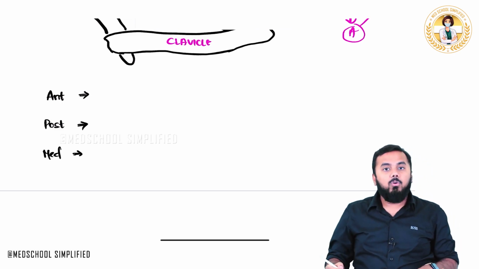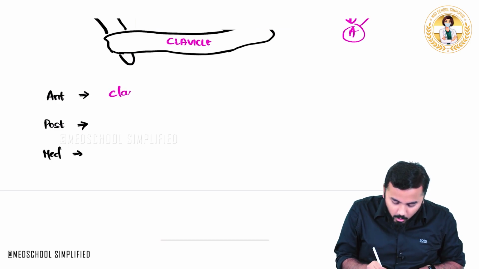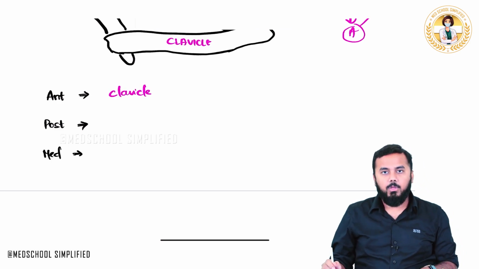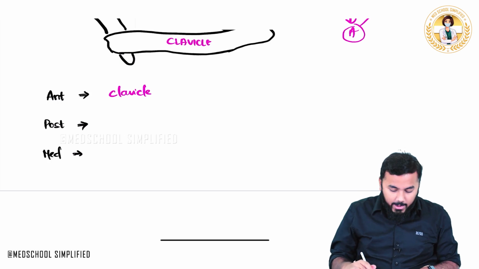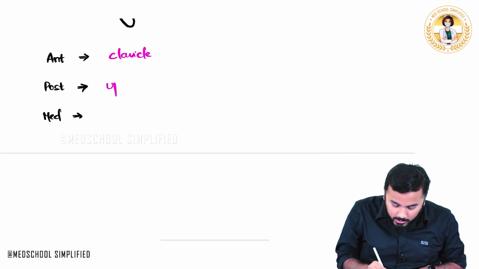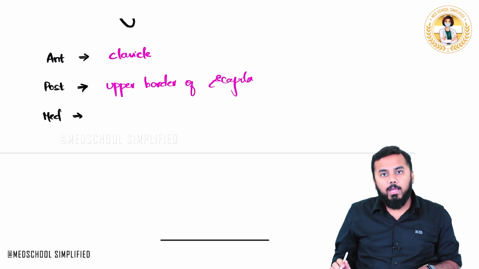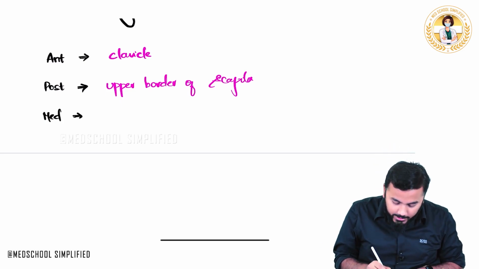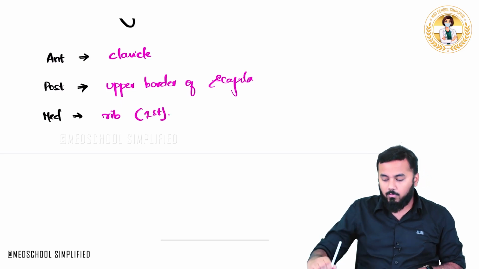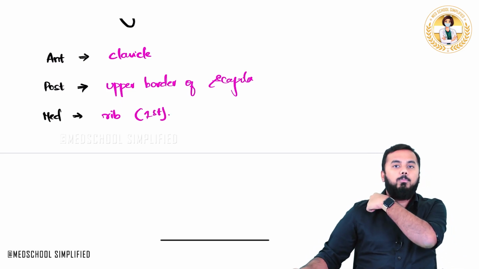Now, anteriorly, what do I have? Anteriorly, I have got my clavicle. Posteriorly, what do I have? Posteriorly, I have got the upper border of scapula. And medially, what do I have? Medially, I have my rib. The first rib.